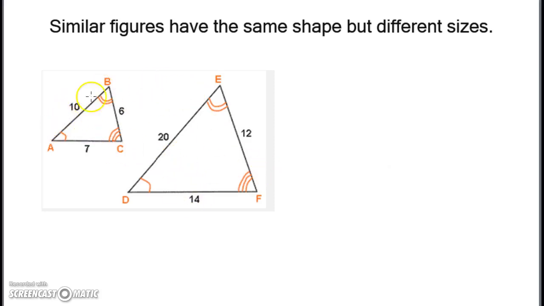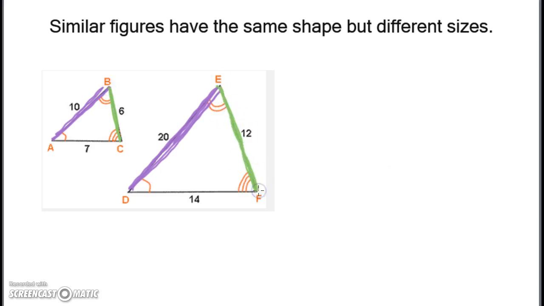I've got this side AB that goes with this side DE. Meant to do this. This side AB goes with this side DE. And you're going to see on these videos, I like to color the sides that go together the same color, because that really helps me associate the sides with each other. BC is going to go with EF.